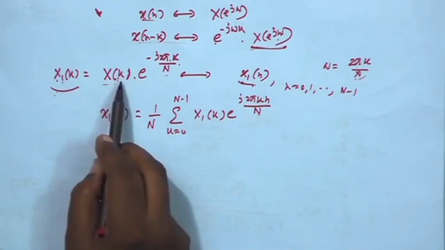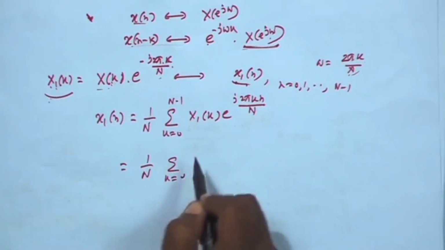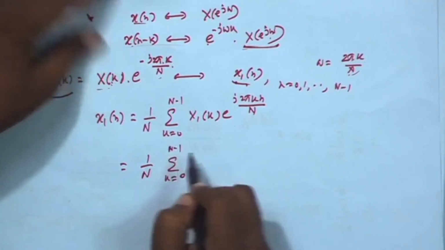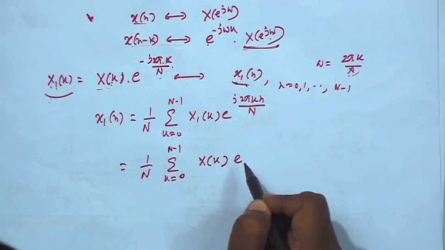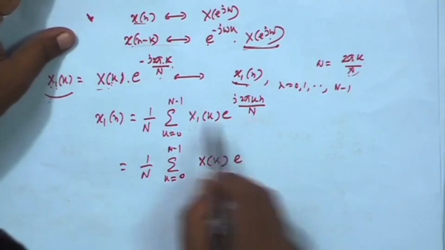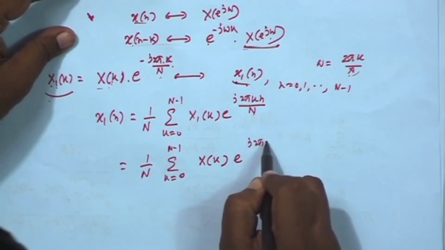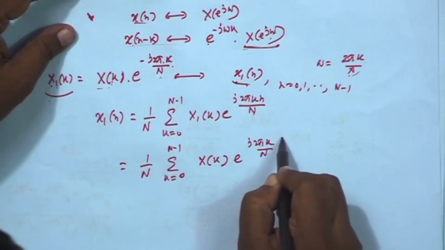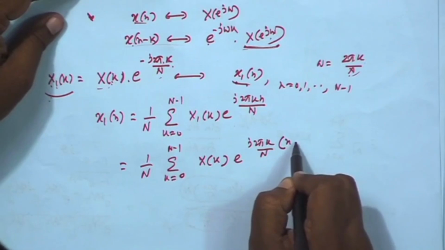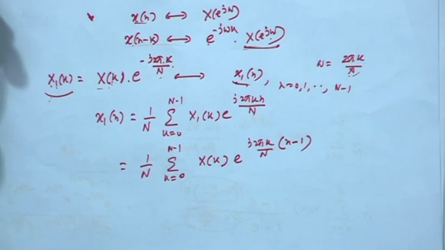But x 1 k for any k is this. So, as you run the summation, you bring that factor here, e to the power j 2 pi k by n into small n minus 1. Okay. Now, let us work it out.